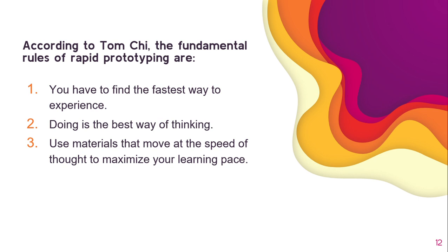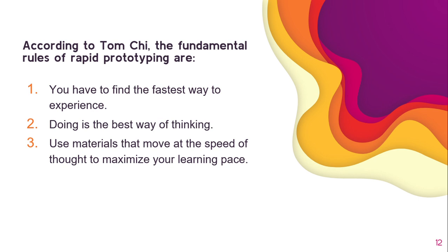As we can see in the video, Tom Chi is a great promoter of rapid prototyping. According to him, the fundamental rules of rapid prototyping are: you have to find the fastest way to experience. Analyzing is not bad, but above all, you have to start and know how the product feels. Doing is the best way of thinking. The important thing is to test. Only then will you discover the advantages or disadvantages of your idea and find suitable solutions.